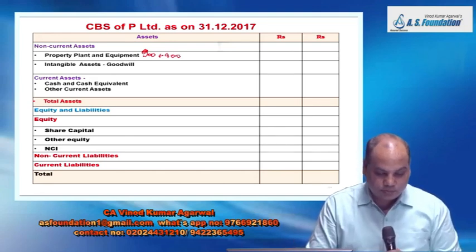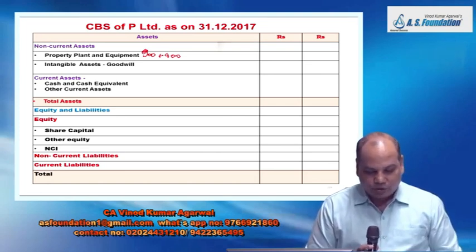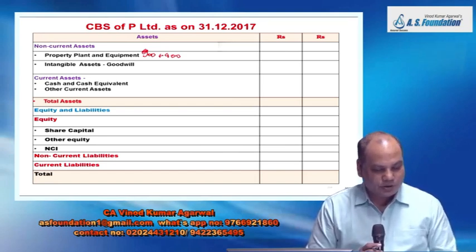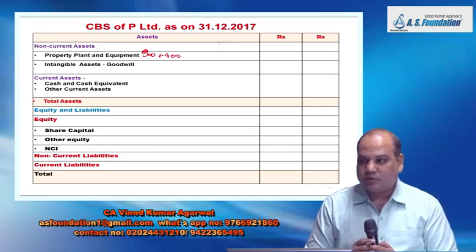Keep it as it is. Investment in S at cost. Where will you write, dear student? Consideration paid, working note, goodwill, 700.